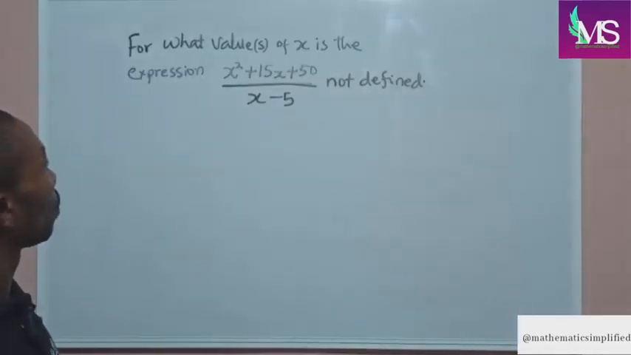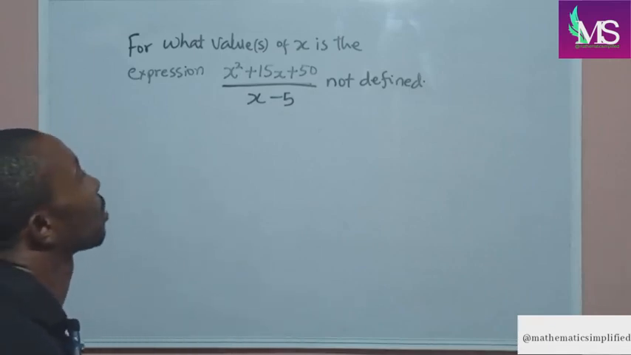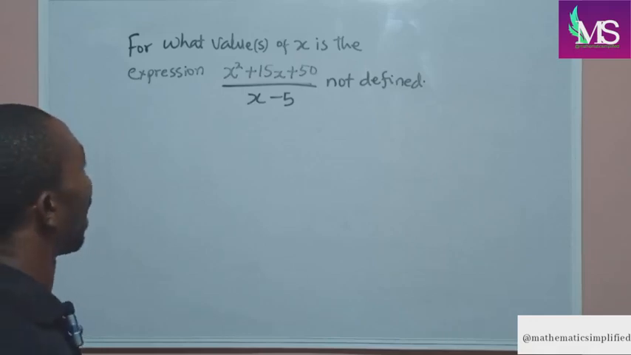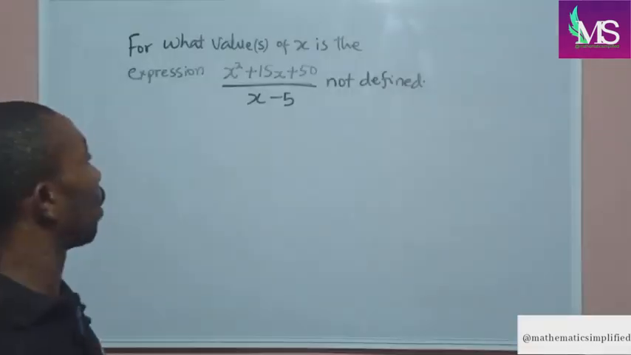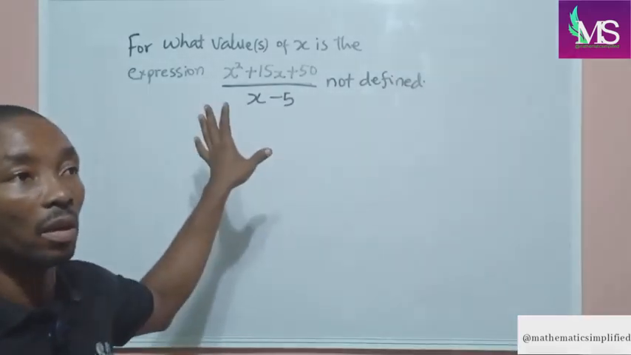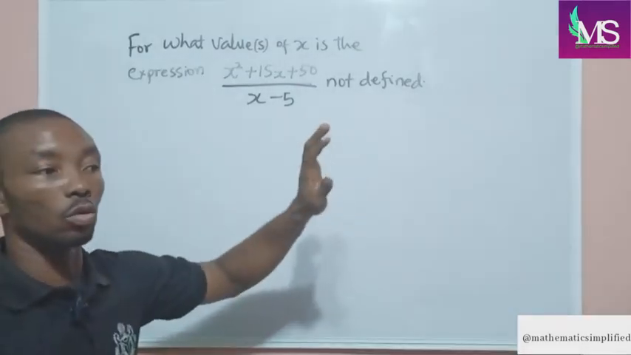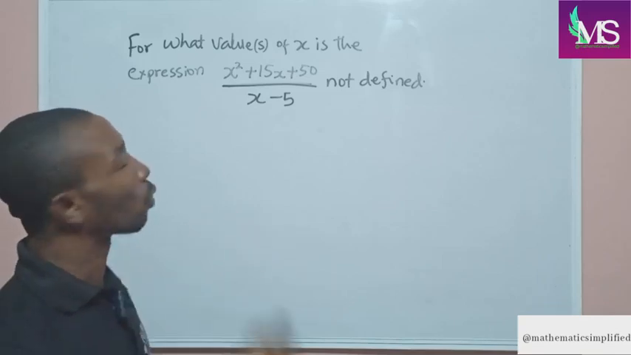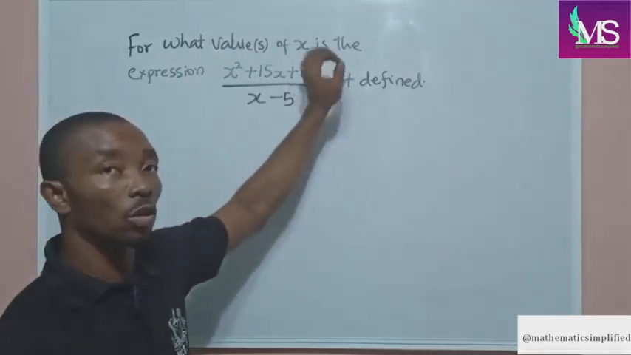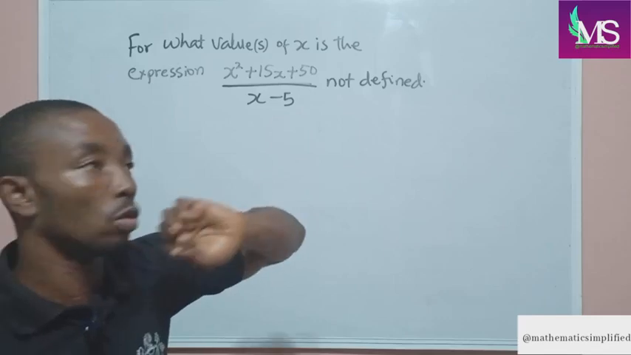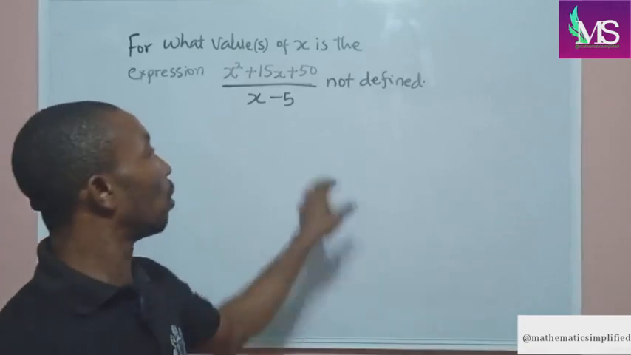For what value or values of x is the expression x squared plus 15x plus 50 divided by x minus 5 not defined? Now, when we talk about an expression not being defined, we are looking at the denominator being equal to 0. But when we talk about an expression being equal to 0, we are talking about the numerator being equated to 0. So you should know the difference between being equal to 0 and not defined.